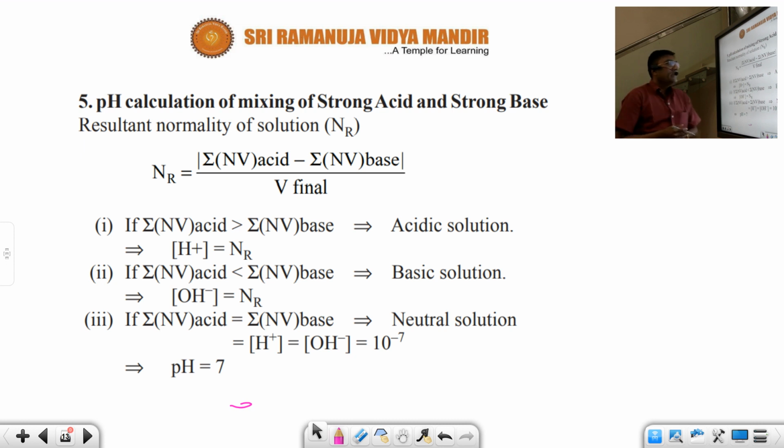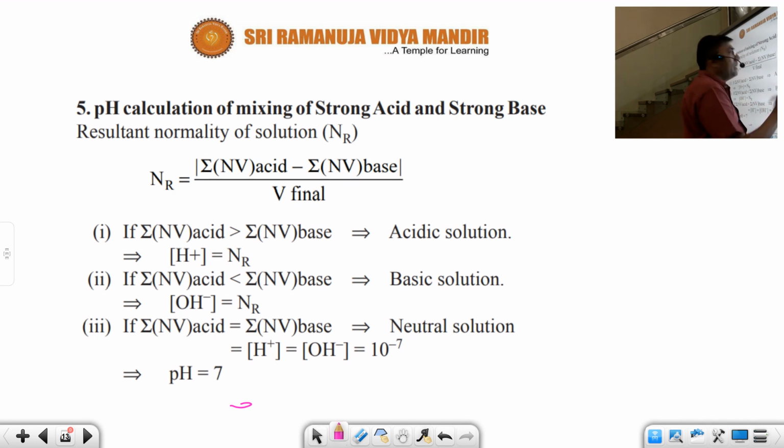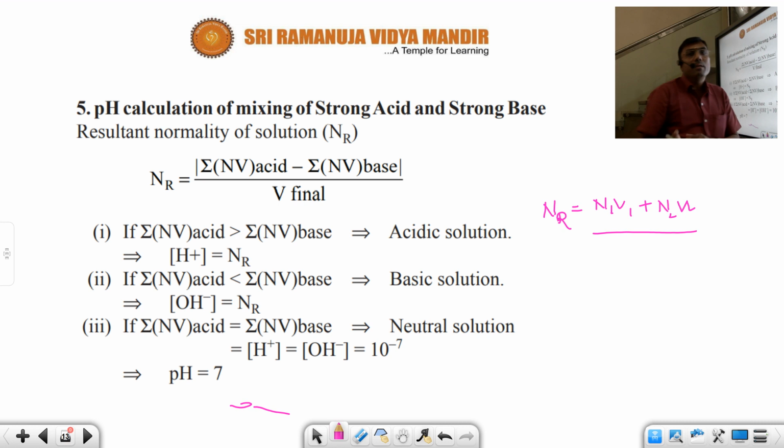Well, now students, you may mix acids or bases, or acids and bases. In that case, what happens? This you already discussed in stoichiometry. When you mix two acids, the resultant normality NR is equal to N1V1 plus N2V2 by total volume, because if you are mixing 50 ml and 50 ml, it becomes 100 ml, and if you are mixing 80 and 40, it becomes 120 ml. So it is V1 plus V2.